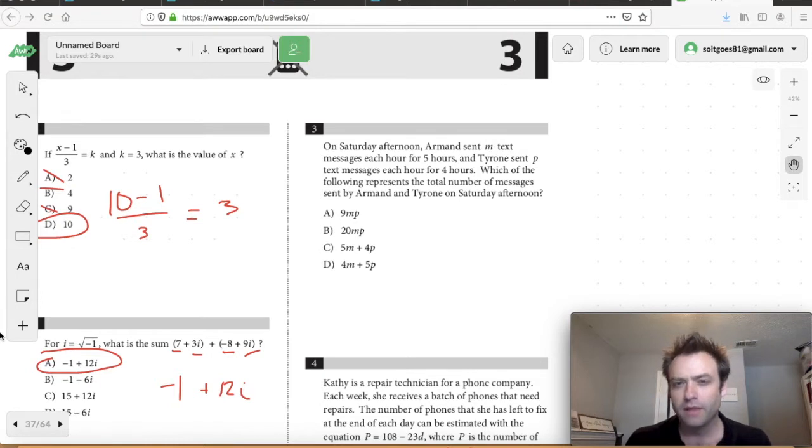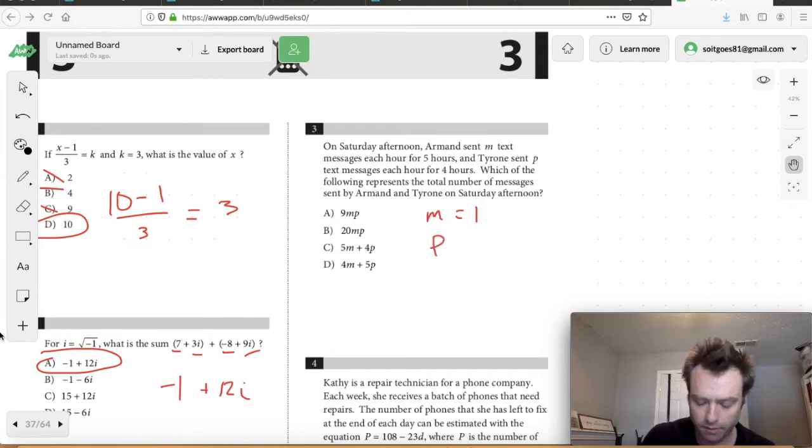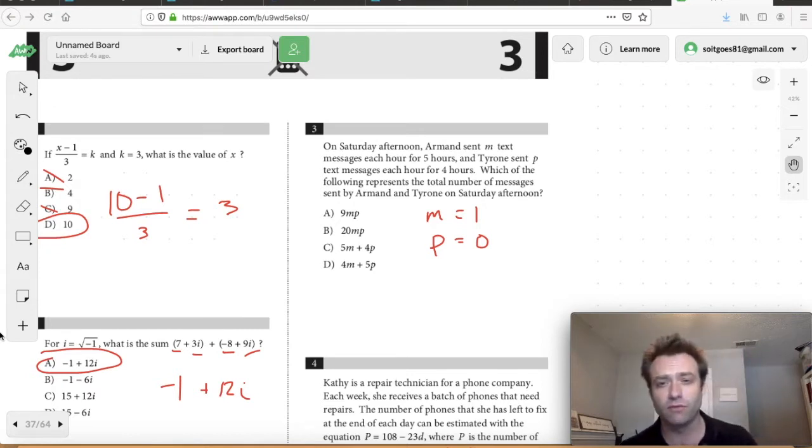And that's cool. There's another way to do this too, where we can just plug in the values, right? Instead of dealing with M and P, we can turn M into a value. So let's make M equal 1, and we're going to make P equal 0. And when we do this, we can reread this question. Armand sent not M text messages, but 1 text message each hour for 5 hours. And Tyrone sent not P text messages, but 0 text messages each hour for 4 hours. And the question is, what's the total number of messages they sent?